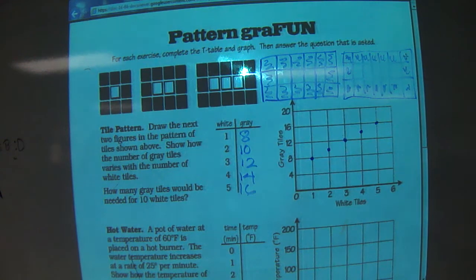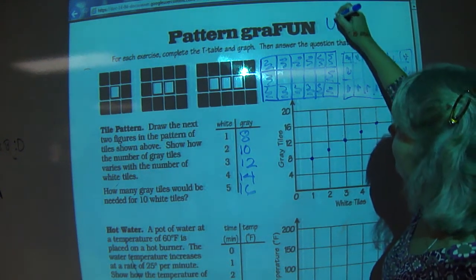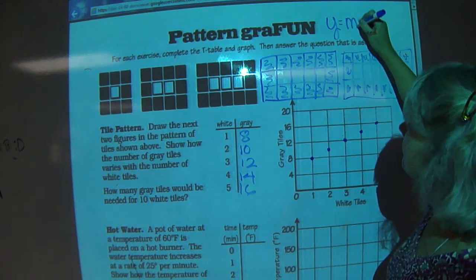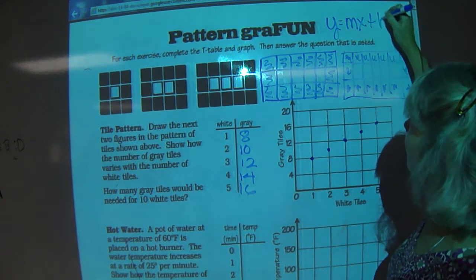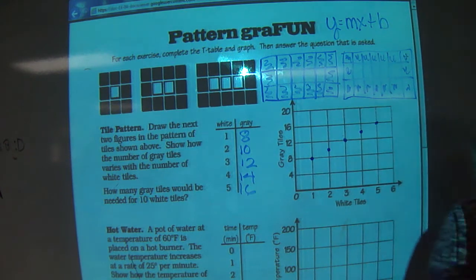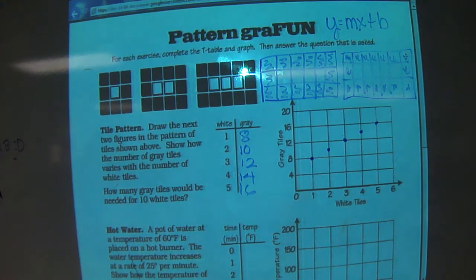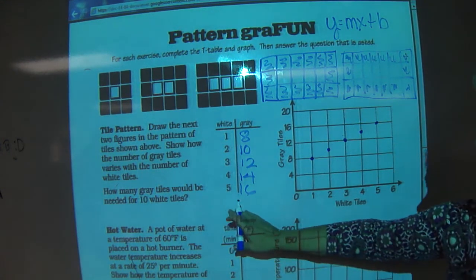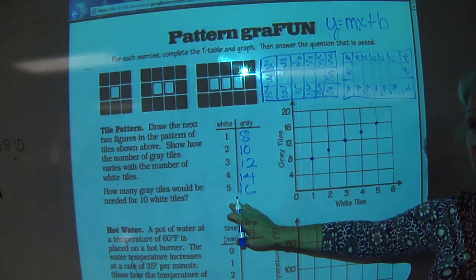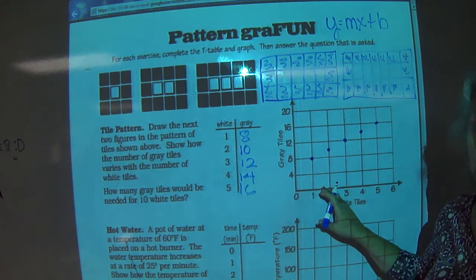Something about your, what? Y equals mx plus b. Whenever you have a linear equation, you must be able to put something having to do with this into the linear equation.